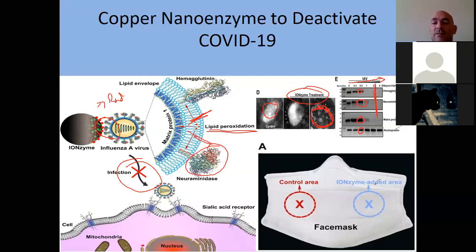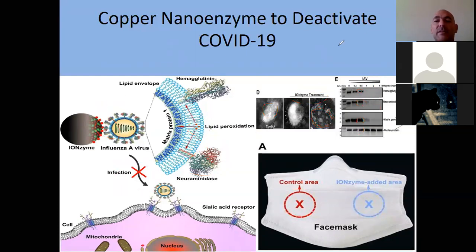So they have developed this mask and tested this mask. On one side is the control without these nanoenzyme particles. And on the right side, the nanoenzyme, okay? But again, it's kind of the same principle as before, using nanomaterials to either capture this virus, degrade it, or do both.